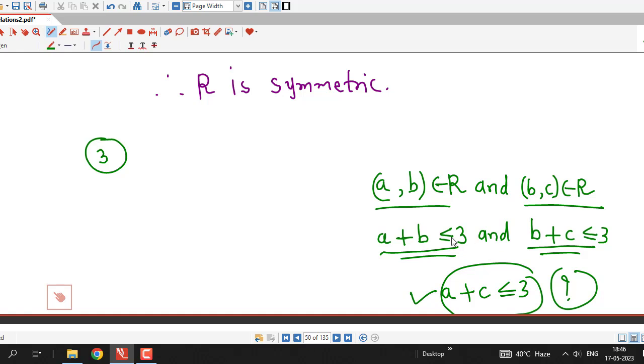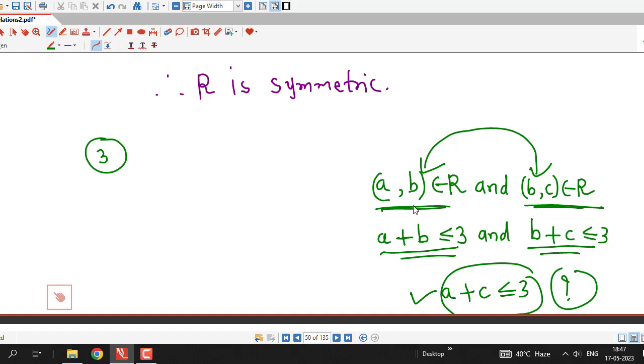So common sense says that this might not be true. We can have (a, b) and (b, c) such that a + b ≤ 3 and b + c ≤ 3, but a + c may not be ≤ 3. So we have doubt that this property might not be true. Whenever we have doubt, we have to find particular integers a, b, c satisfying these properties and check for particular elements. If we can obtain a, b, c such that (a, b) belongs to R and (b, c) belongs to R, but (a, c) is not in R, then that property is not true.